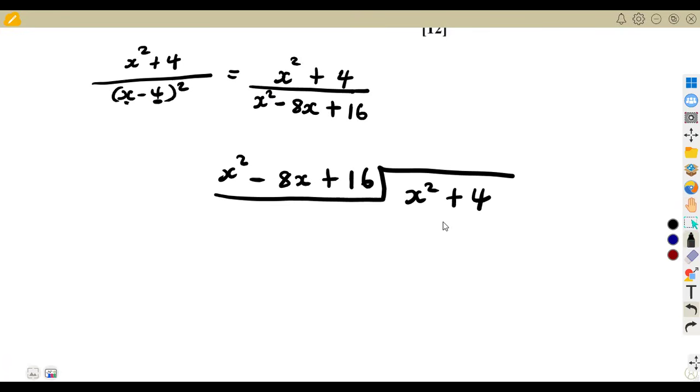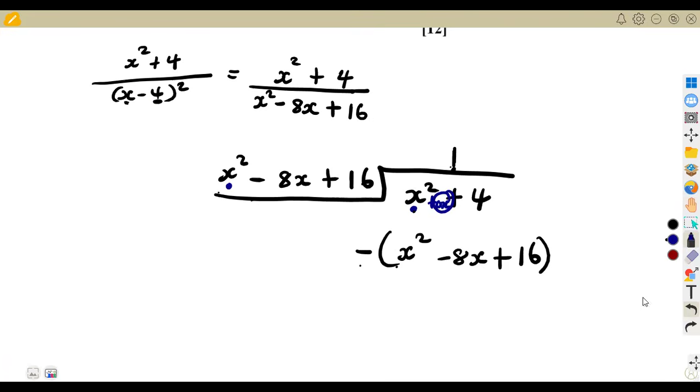You're going to divide as usual. The first term is divided by the first term, so x squared divided by x squared is 1. Then we multiply back everything: 1 times x squared, which is x squared, and 1 times everything, so minus 8x plus 16. Then we subtract everything. x squared minus x squared is 0. In actual sense, we were supposed to have a 0x, something like plus 0x.